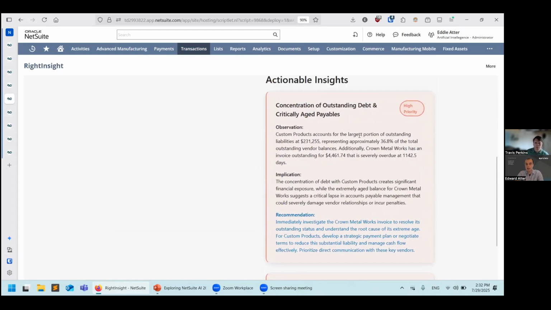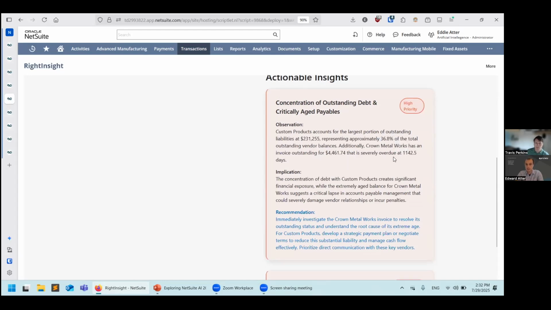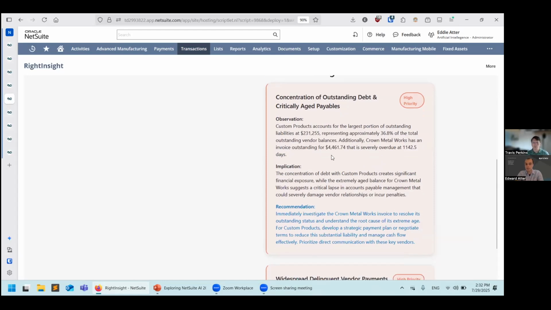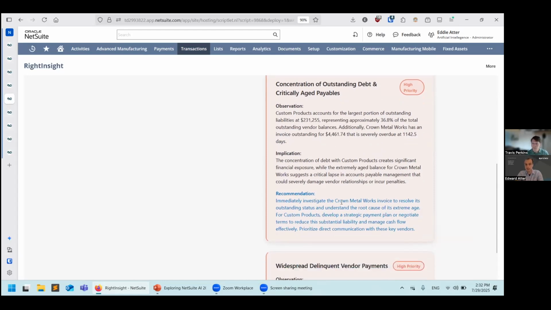Same as we saw looking at this graph, AI saw it as well. It says custom products is the largest portion of outstanding liabilities, almost 40% of our liabilities. And it talks about an invoice outstanding that's severely overdue. That was that anomalous one that's very old and probably needs to be paid. So it's marked that as high priority, and it's telling me I should investigate why that's so overdue, and then figure out a plan to pay this custom products vendor back.